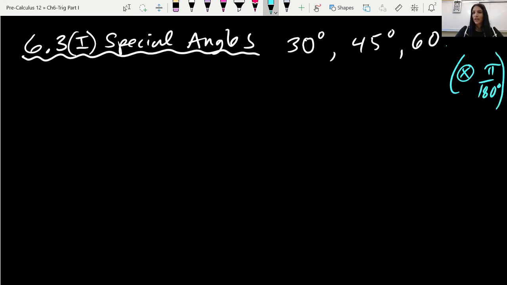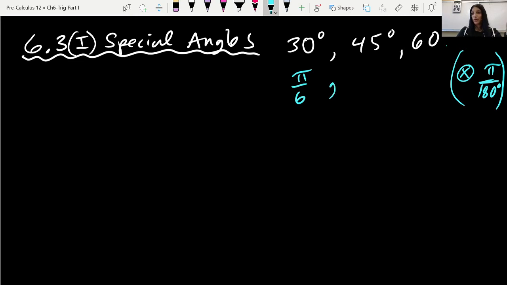So what I taught you last day was to just think that we're trying to get rid of the degrees. That's why the 180 degrees is at the bottom when converting to radians. So 30 degrees, to think our way through this, would be like saying 30 times pi over 180. So you can see how we're getting pi over 6 is the same thing as 30 degrees.